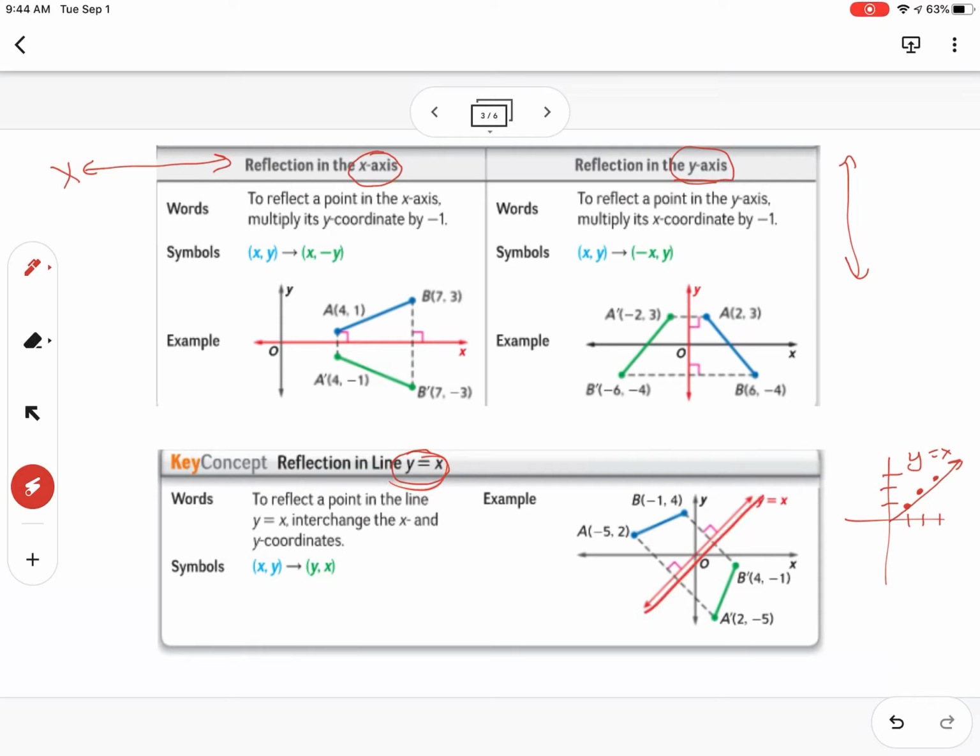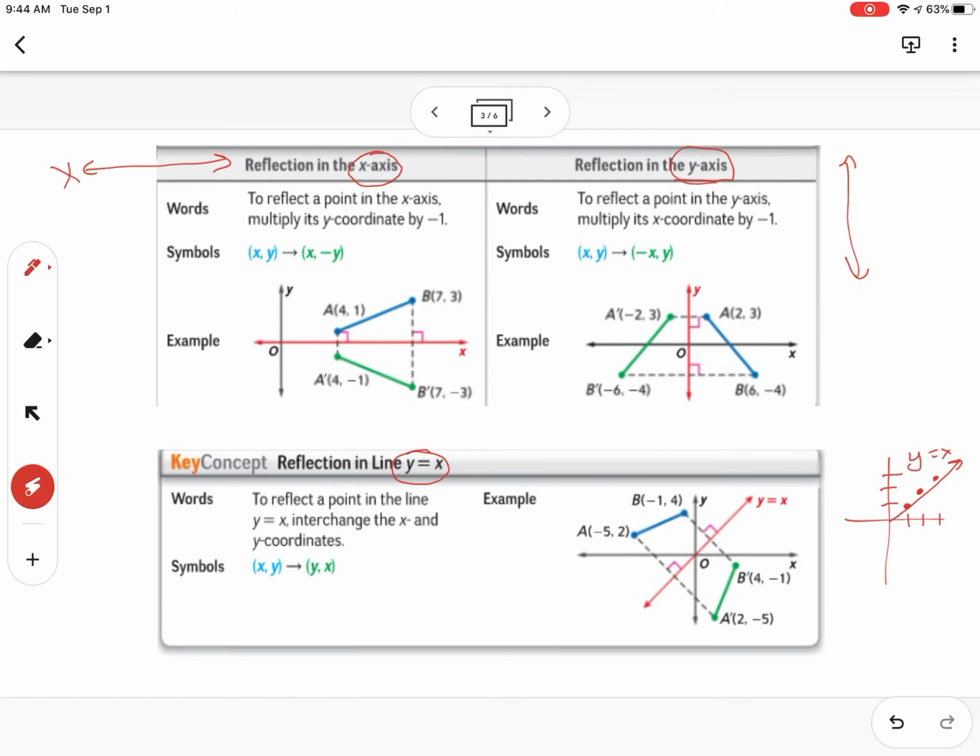For y equals x, we're flipping diagonally. We can flip back and forth diagonally. So all we have to do is switch the x and the y coordinates. If you look at this one, this was negative 5, 2. This one's 2, negative 5. So you just switch the order of the x and y, and you'll have your new point. So negative 1, 4 became 4, negative 1.